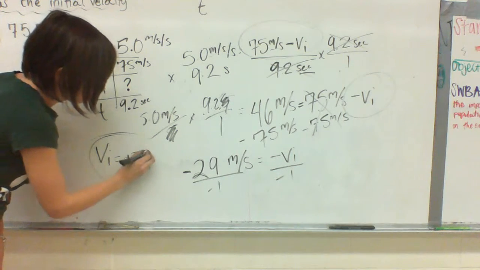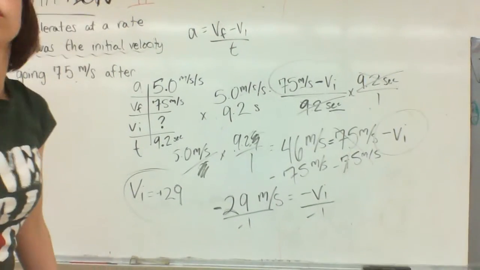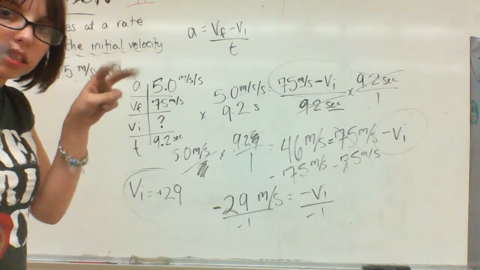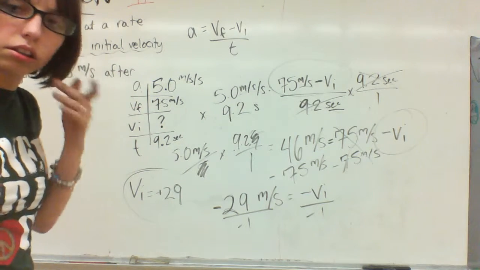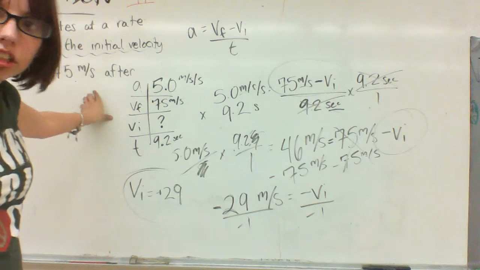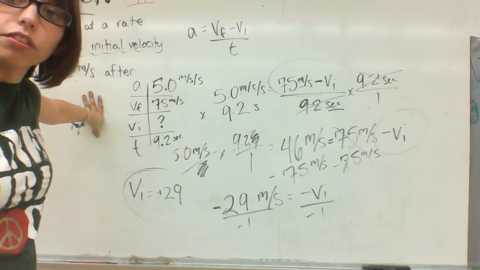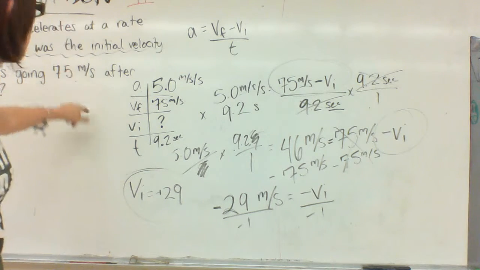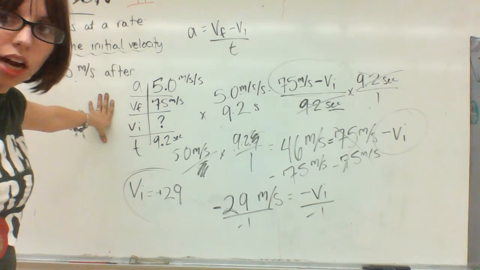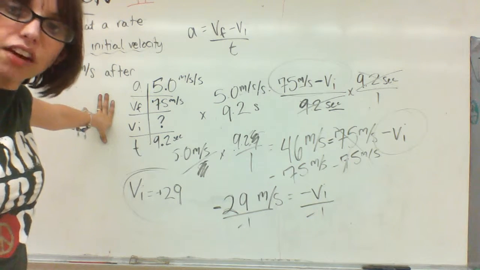positive 29. Now if you want to go back and think through this, a lot of my students like to have numbers that kind of make sense, whatever that means. If I go back to the definition of acceleration, the definition of acceleration is the rate at which velocity changes. Well, my acceleration is 5 meters per second squared. That means every second it travels, it's getting about 5 meters per second faster.